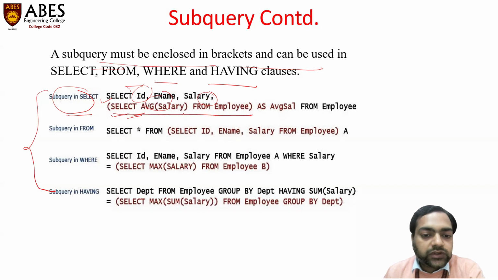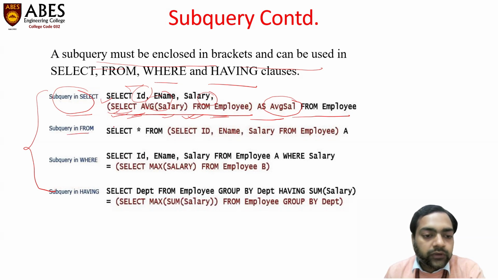So in this case, first of all, this inner query will execute, and this will provide the average salary from the employees, and this will give to this average salary attribute. Okay, and after that we have provided the employee table name, right? So we can use this subquery concept in the select clause.